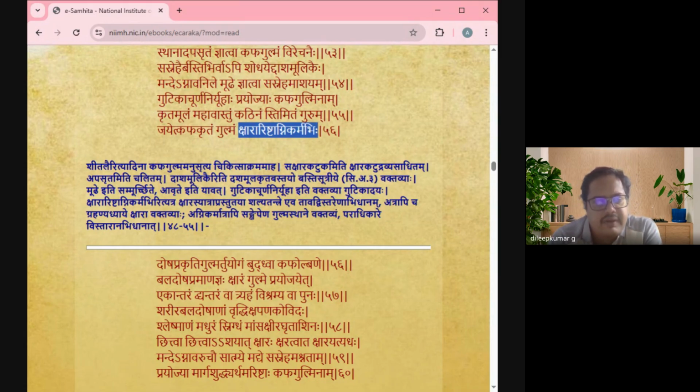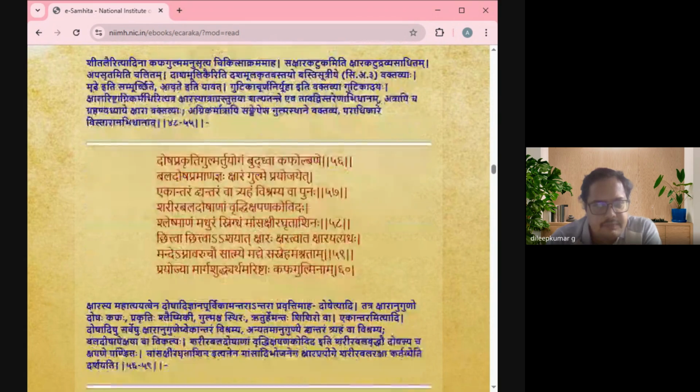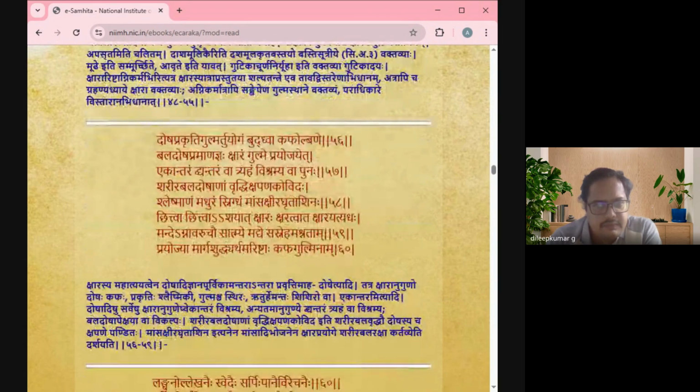So these are the different lines of treatment for Kafaja Gulma characterized by hard tumor, capsulated tumor, very much related to skin. These can be treated by Kshara, Arishta, and Agni Karma. Shloka number 56.